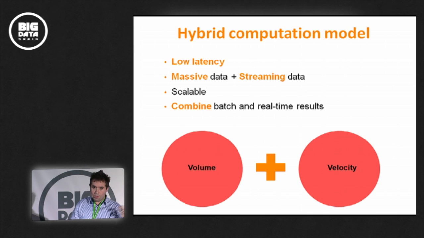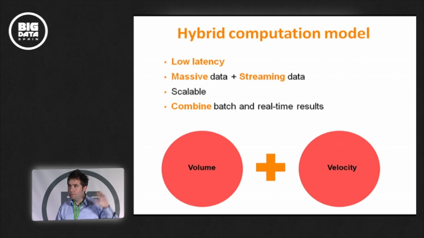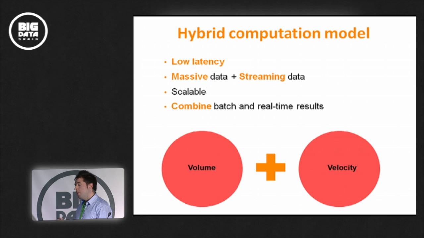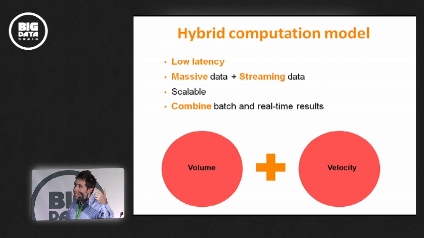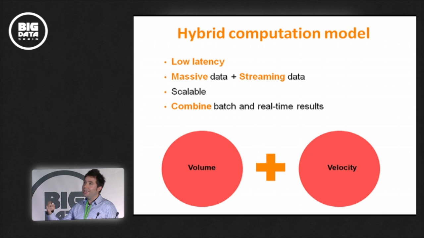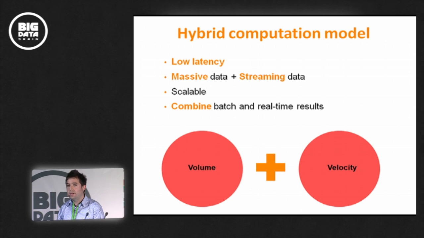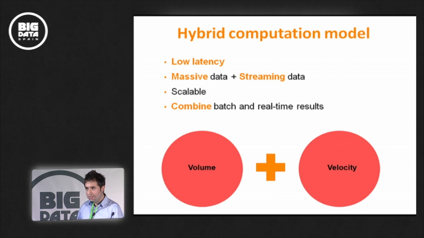OK, we have seen two different processing models: batch processing for large amounts of data, and real-time processing for streaming data. But what about the system that needs to manage large static data, but also has to take into account the new information that can arrive as streaming data? This is a new processing model called the hybrid computation model, that basically has to combine the results coming from the batch processing and the real-time processing.